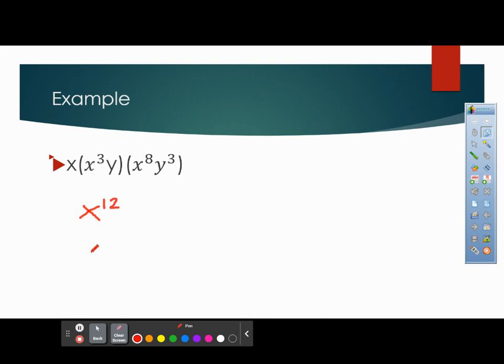Kason, what about the Y's? I had an 8 there. It's just y, so I got 1. Oh, okay, we got 4. So X to the 12th times Y to the 4th, are y'all okay with that? Yes. All right, let's try another one.